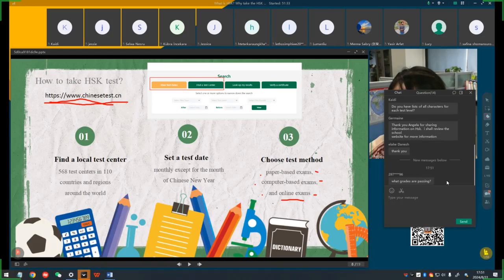What grades are passing? They don't give you a pass or fail for HSK 1 to 6. They just give you scores, but here in China, 60% of the total score, we will consider it as a pass.